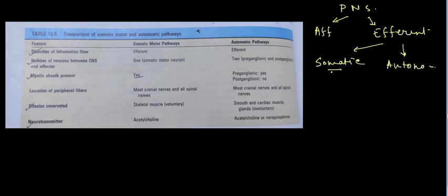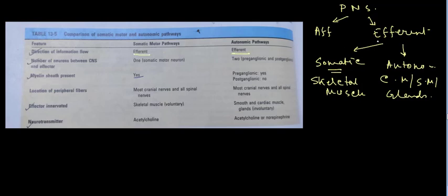The somatic nervous system constitutes those neurons which carry the information from the central nervous system to the skeletal muscle. So here the effector organs are skeletal muscle. In the case of the autonomic nervous system, the effectors are cardiac muscle, smooth muscle, or glands. So these are the different divisions of our efferent nervous system. Another important difference you should learn is the difference between the somatic and the autonomic pathway. The somatic pathway is efferent and the autonomic pathway is also efferent, because these are the two different divisions of our efferent nervous system.